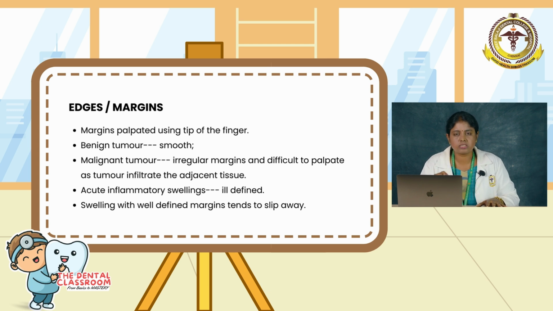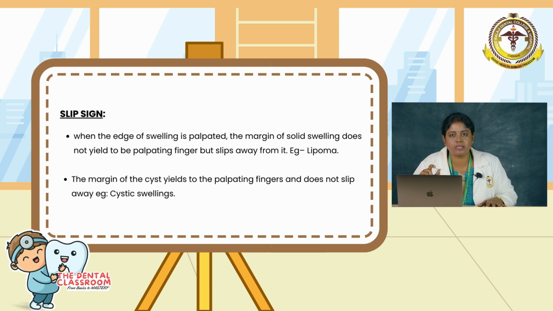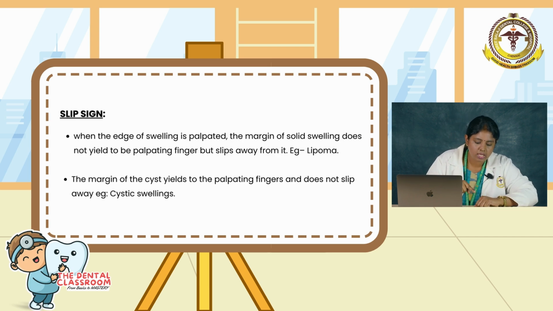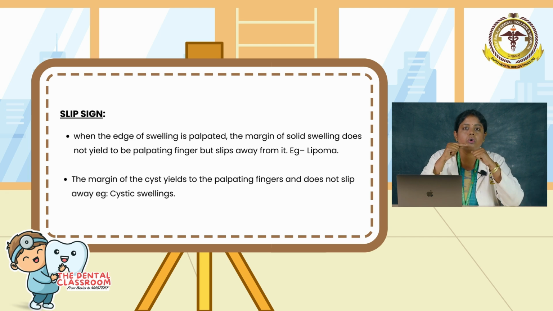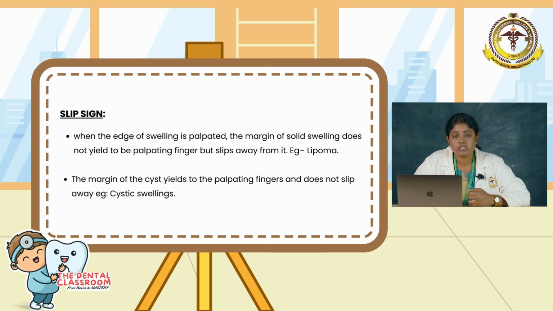When I am checking the margins, there is one particular sign called the slip sign. When I check the margin of the swelling, I apply pressure to one side of the swelling. If the swelling slips away from my finger, that means the swelling is well encapsulated. A very common example of a positive slip sign is lipoma. In the case of a cystic swelling, if I apply the same pressure on the margins, it is going to yield, that is, it is going to bend slightly. So that tells me that this is a cystic swelling.